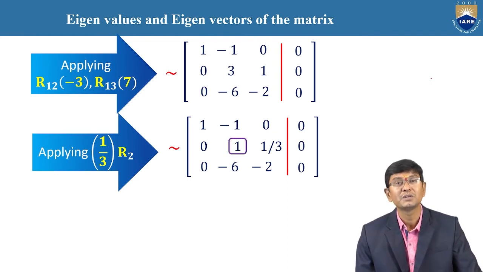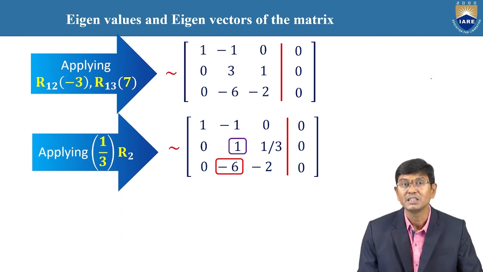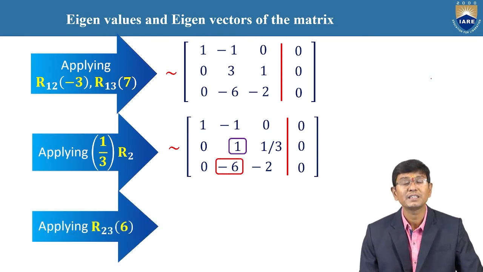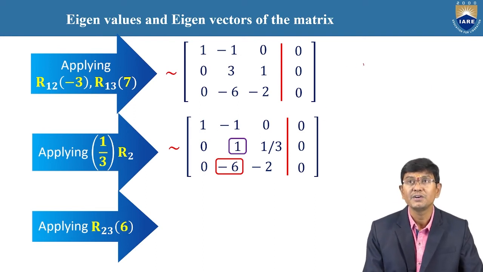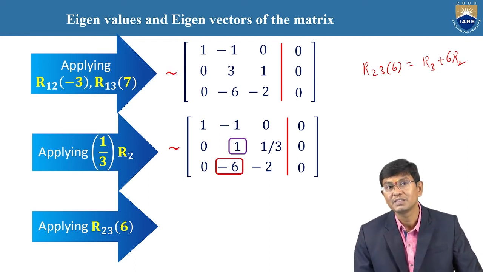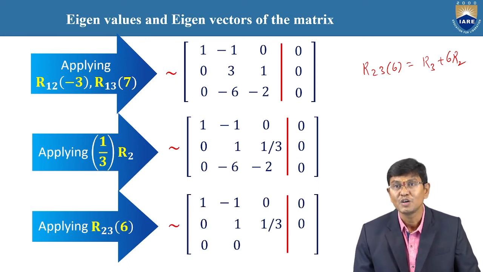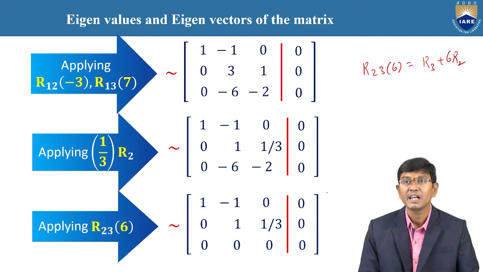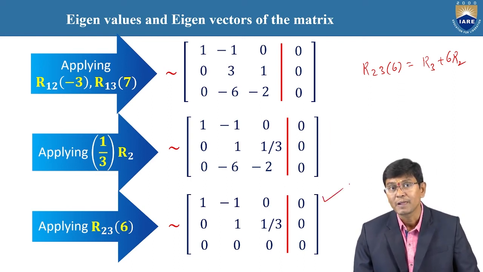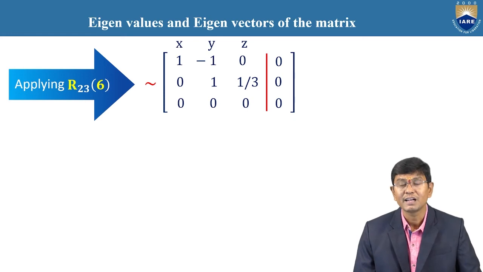And now, using the middle row and its first element, the 1 value, the third row's minus 6 we need to change to 0. That is by applying the operation R23 of 6. Here, once again, you need to remember that R23 of 6 is nothing but R3 plus 6 into R2. By using this operation, the first row and second row have no change, while the third row is changed to 0, 0, 0 and the final value is also 0. Therefore, this clearly satisfies the echelon form of a matrix by using the Gauss elimination method, applying only row operations.